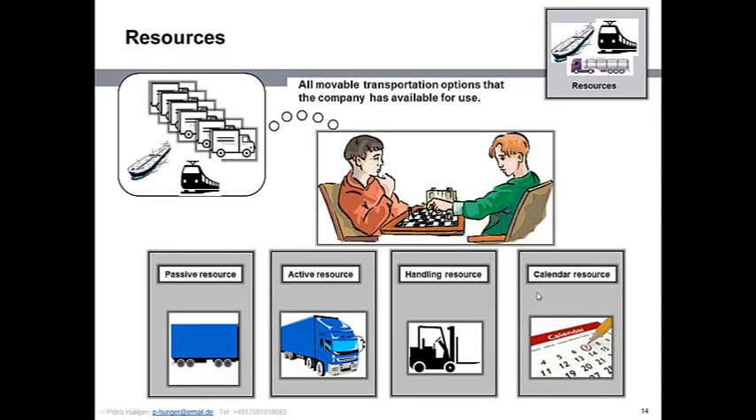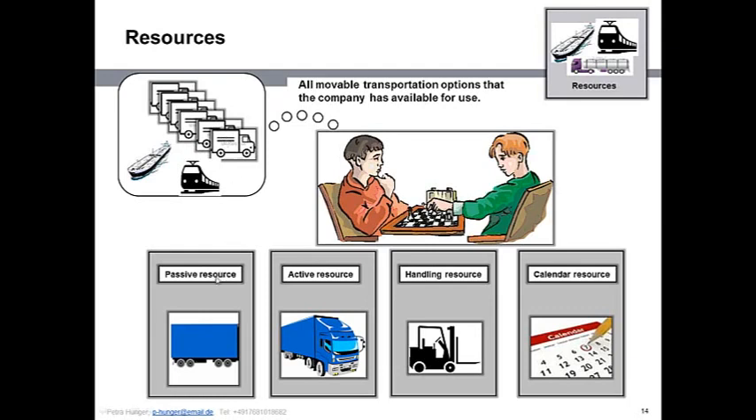Okay, so next thing about the resources, and I promised I'd give more information. A resource is all the movable transportation options that the company has. Here you can see the chess player. In some respect, the scheduler is a chess player. He has to think about the best way to go from A to B with the resources that he has available. Here you have trucks and a ship, a barge, and a rail car. So this is the type of resources you can have.